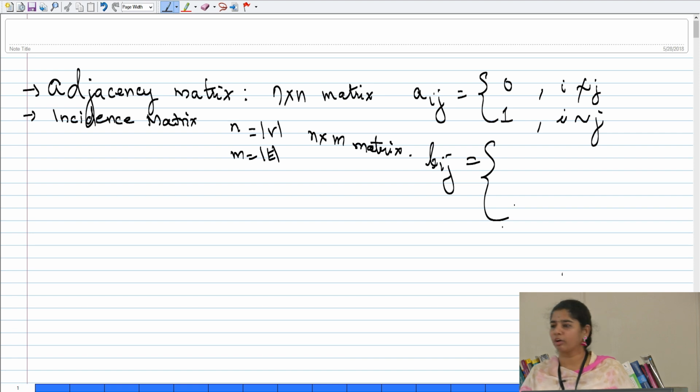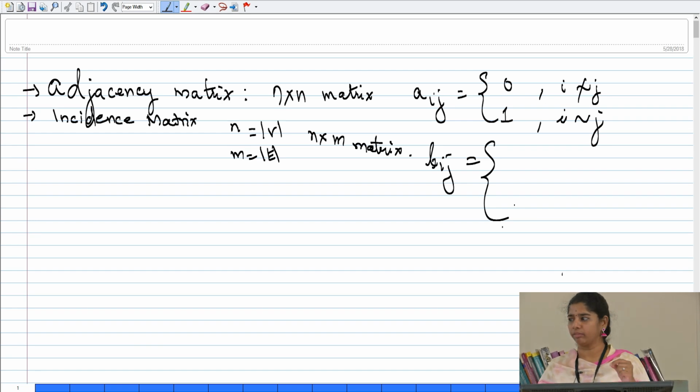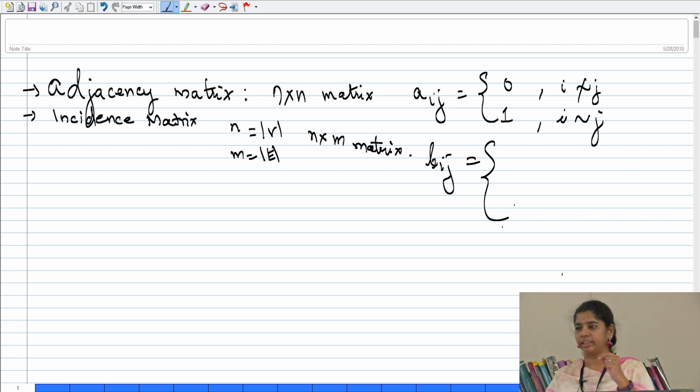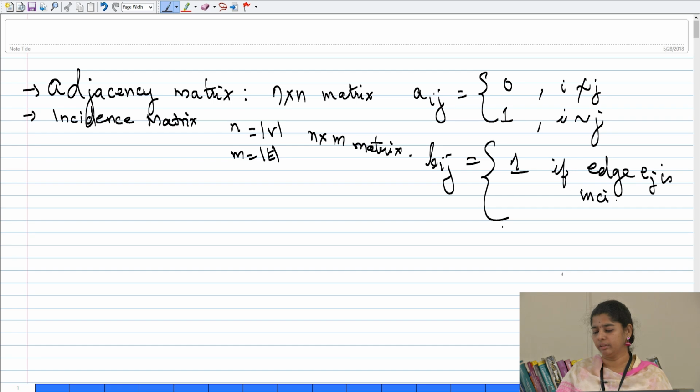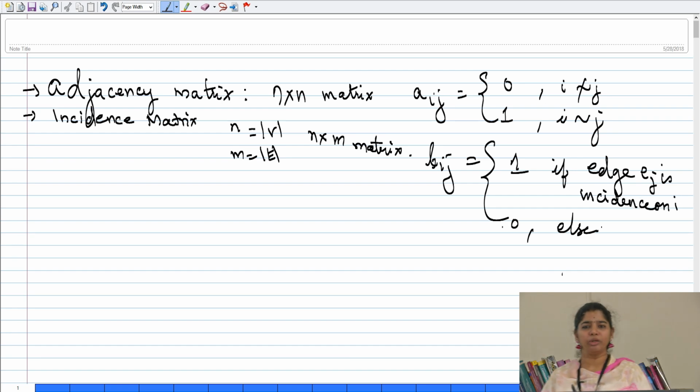Since I said n cross m, every row represents vertices. So, vertices we label from 1 to n, and edges suppose we label from 1 to m: E1, E2, up to Em. Then if there is an edge Ej which is incident on the vertex i, then you write a 1 over there. So, this is all you know.